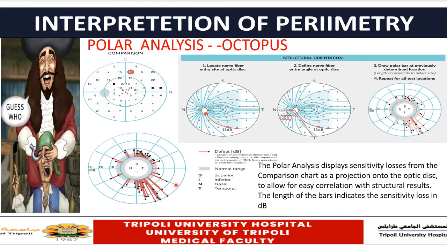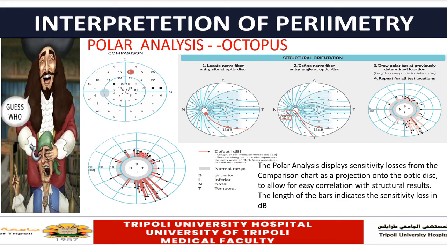Another very useful analysis done by the Octopus machine is the polar analysis, and this is also an important analysis useful in the early detection of glaucoma and determining the early glaucomatous changes. In this polar analysis, the changes in the reduced sensitivity in the comparison chart are tracked back through the nerve fibers to the optic disc, and determine the angulation and the locations on the optic disc corresponding to the damage in the nerve fiber of the comparison chart.